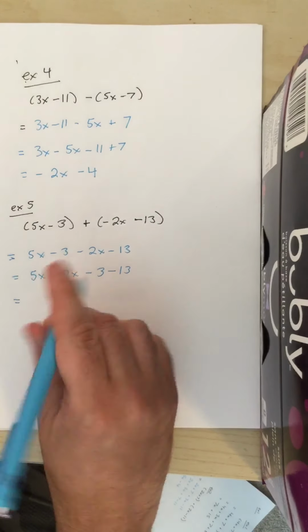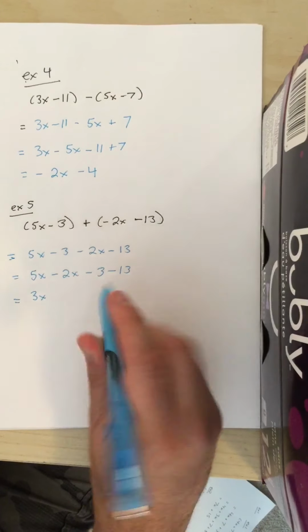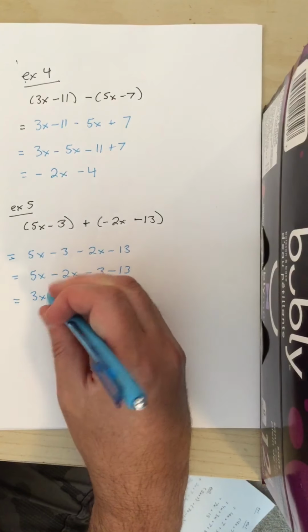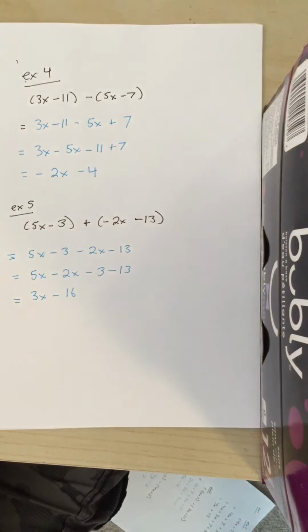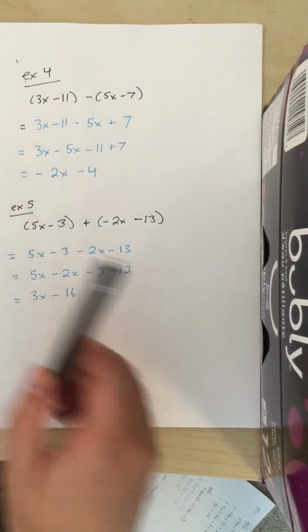And you pull out your calculator. 5 minus 2 is 3, minus 3 minus another 13. You owe 3, you owe another 13, so you owe $16. And that was number 5.